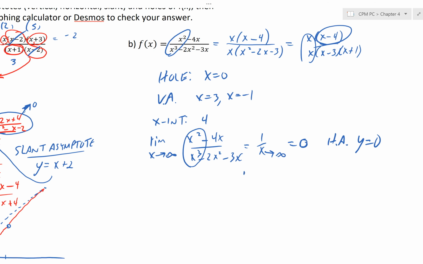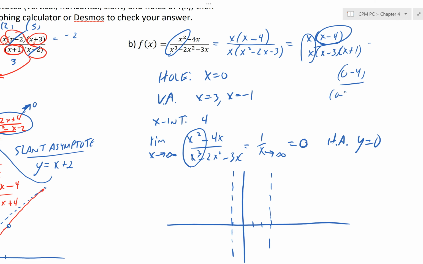So if we incorporate all that stuff, vertical asymptote at 3, another vertical asymptote at -1, a hole at 0 something. So if we cancel the common factors and plug that in, we're going to get 0 minus 4 over 0 minus 3, 0 plus 1, and that is -4 over -3, so 4/3. So our hole is actually at 0, positive 4/3. So 0, 4/3 would be right about there.